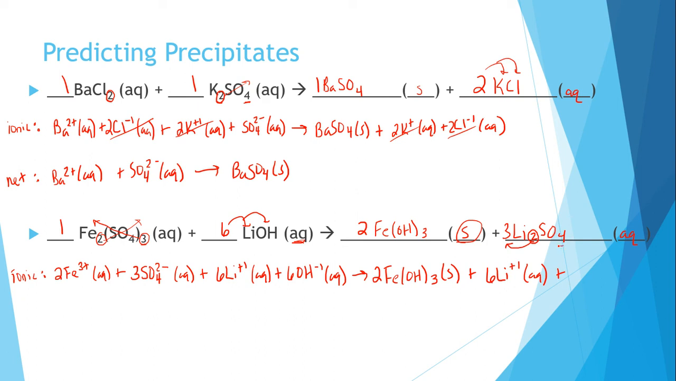This 4 belongs on sulfate because sulfate's SO4. So I don't have to move this out front. This stays put. So I have my SO4, but this 3 also goes to sulfate. So I have 3 SO4, and sulfate has a 2 negative charge if you uncross it.